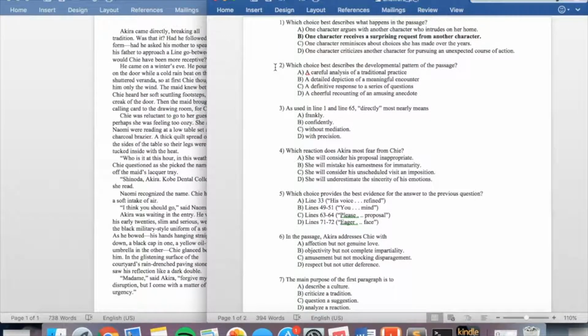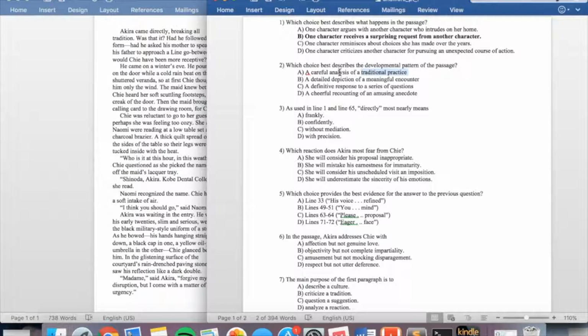Question 2. Which choice best describes the developmental pattern of the passage? This is asking something actually fairly similar to question 1 on its surface, but the answers we'll see are actually worded and structured very differently. They're asking how is this described in the passage, generally. So A, a careful analysis of a traditional practice. So there is a traditional practice discussed here. It's the practice of using a mediator or not coming directly to ask for someone's hand in marriage.